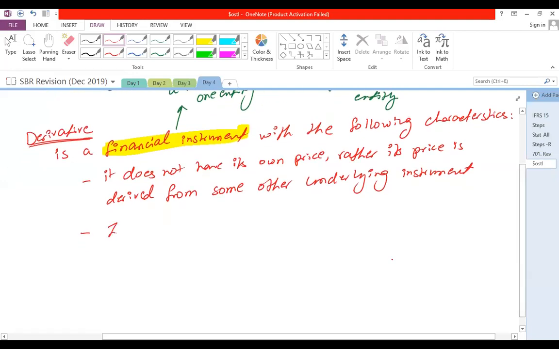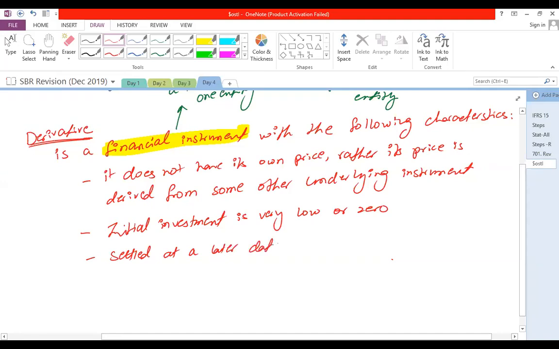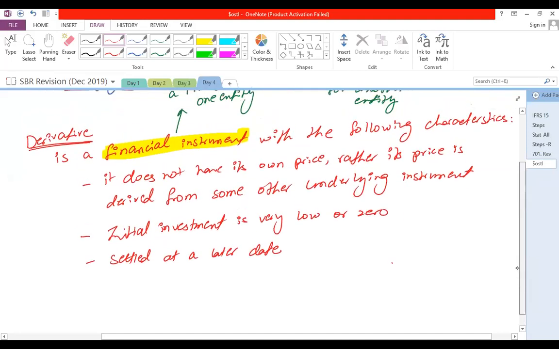The second thing is that initial investment is very low or zero. And the third is that it is going to be settled at a later date. So these are three characteristics of a derivative. Now, normally, the forward rate agreements, the futures, the options, and the swaps are what are called the derivatives. These are four types of the normal derivatives.